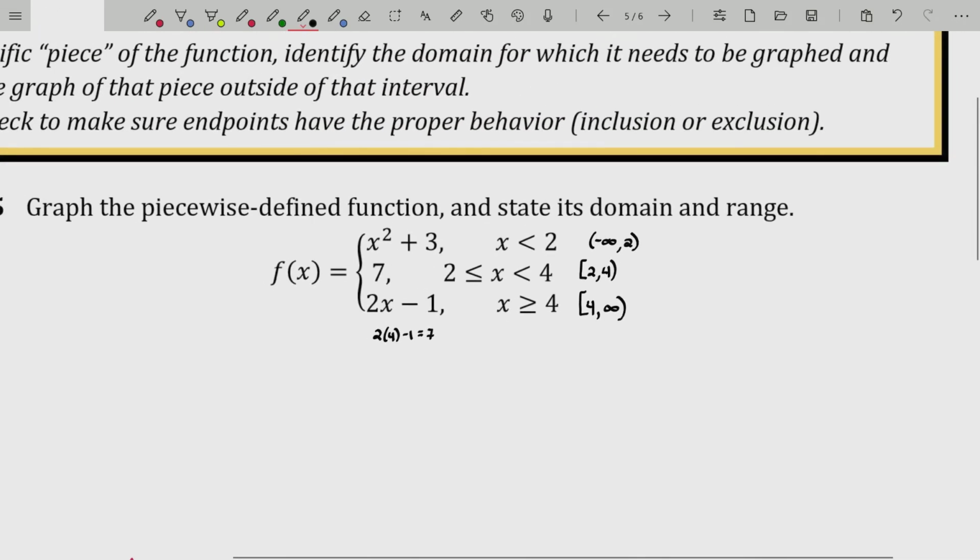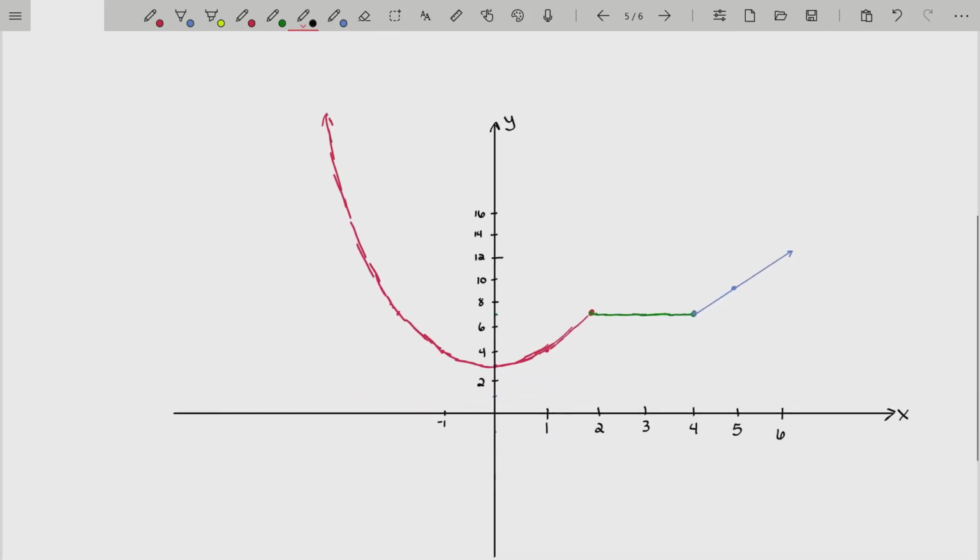The last piece here says state the domain and range. Now, if you're watching the videos in order, you already know how to state the domain and range of this graph, so I don't really have to say very much about that. The domain is all real numbers. As you can see, every x value on the x-axis leads to a y value that lands on the curve, the red, the green, or the blue part.